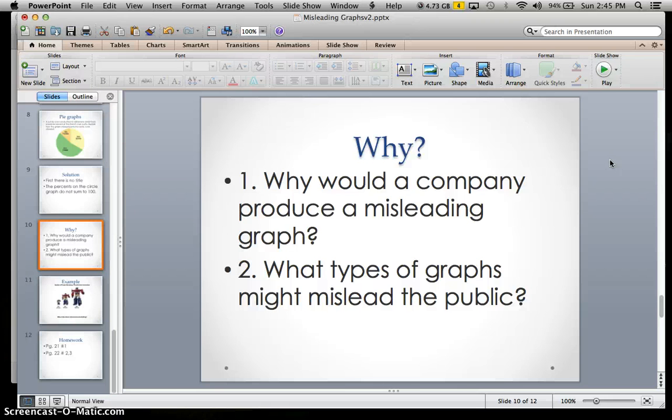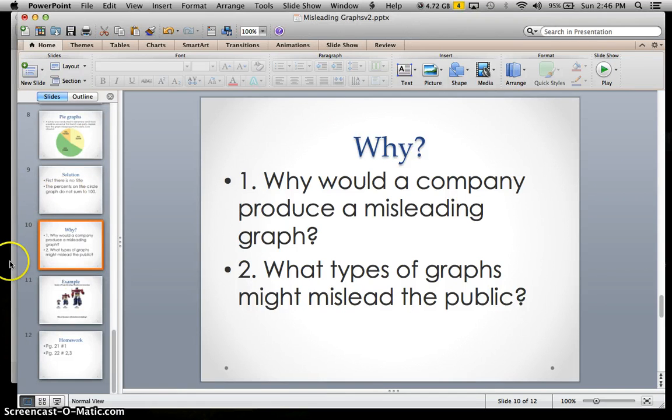My second question would be, what types of graphs might mislead the public? Maybe you've seen some of these graphs already. Think about some of the things that you might see in the newspapers or perhaps some of the graphs that we've already taken a look at. So make sure you have one or two things jotted down for these questions, because when we're done with this video, I'm going to come around and we're going to have a little discussion.